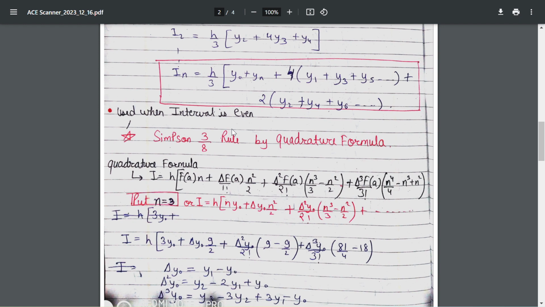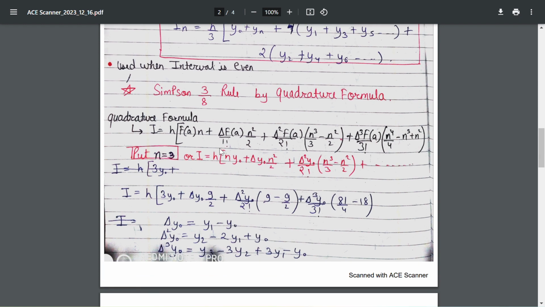Now our next question is: obtain Simpson's 3 by 8 rule from General quadrature formula. General quadrature formula is I equals h [n y0 plus del y0 n square by 2 plus del square y0 upon 2 factorial (n cube by 3 minus n square by 2) plus ...]. On putting n equals to 3 in this quadrature formula, we can find the Simpson's 3 by 8 rule.